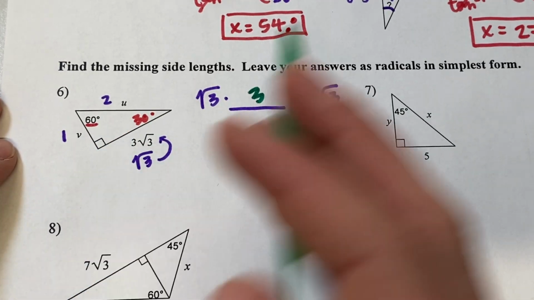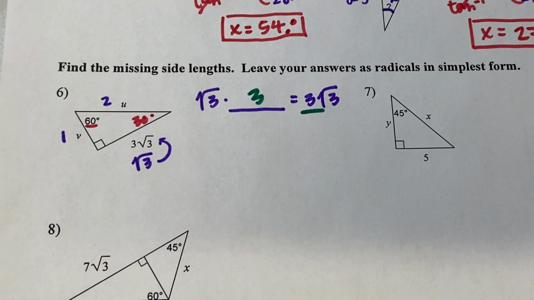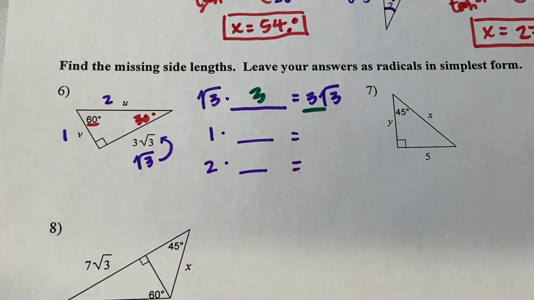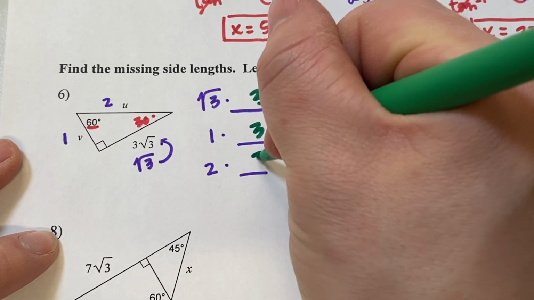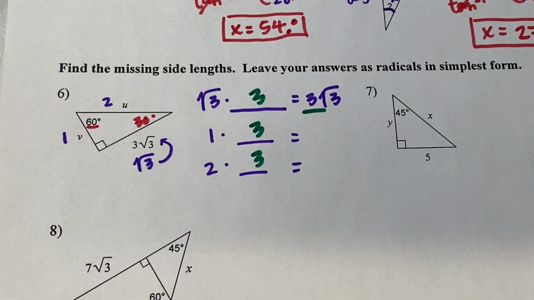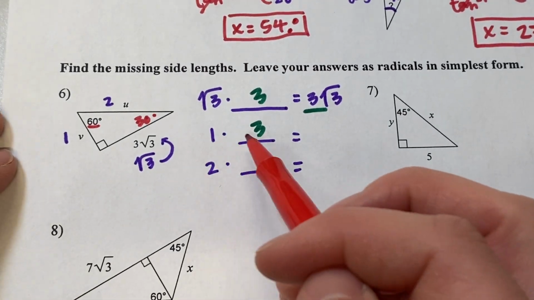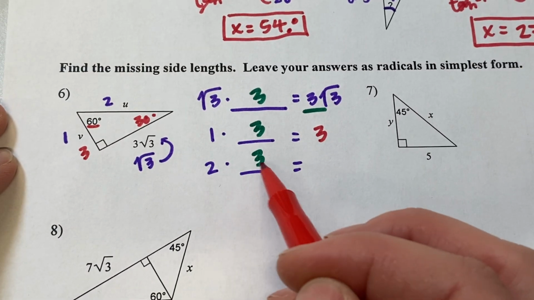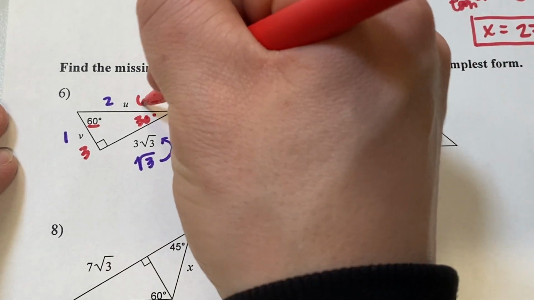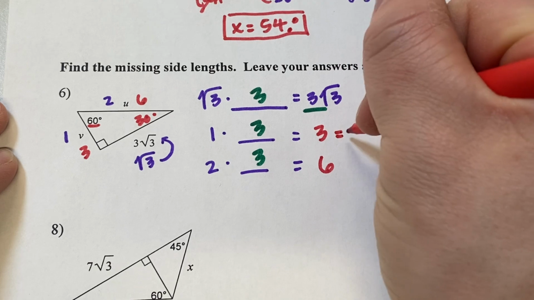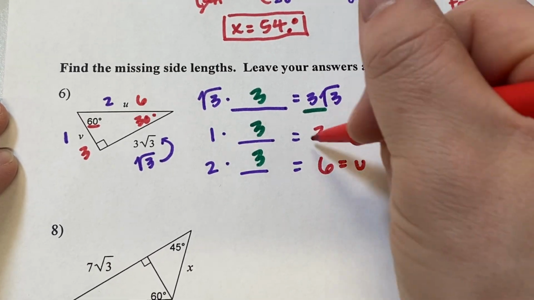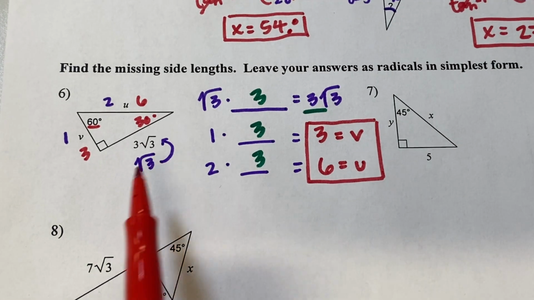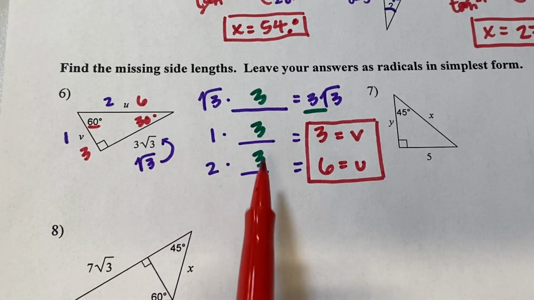So now for my other sides, which started as 1 and 2, I'm just going to multiply both of those sides by how the first side changed, 3 and 3. And we're going to get our missing sides. Okay, well, 1 times 3 is 3, so I know V is 3. 2 times 3 is 6, so U is 6. So my two missing sides: V was 3, U was 6. And there we go. We didn't even really have to solve anything. We just had to identify, okay, how did this side change? Well, that's how the other two are going to change.